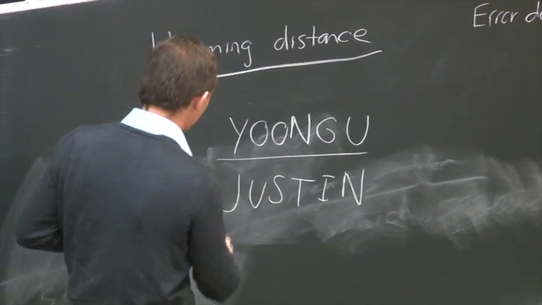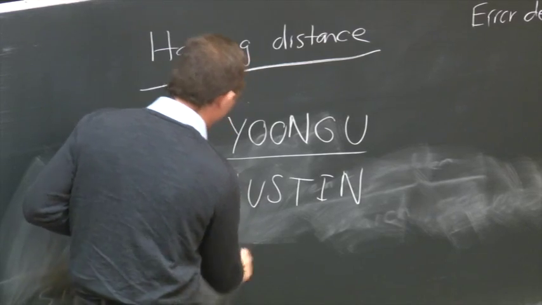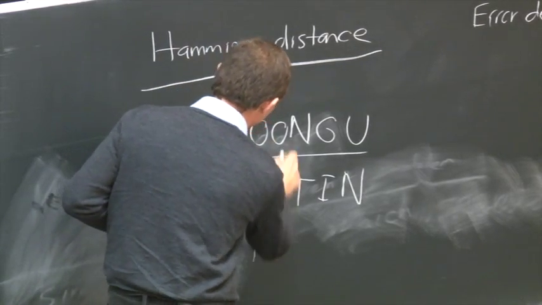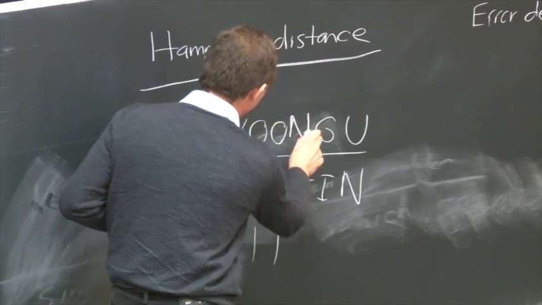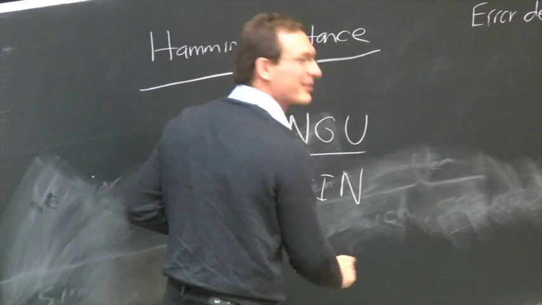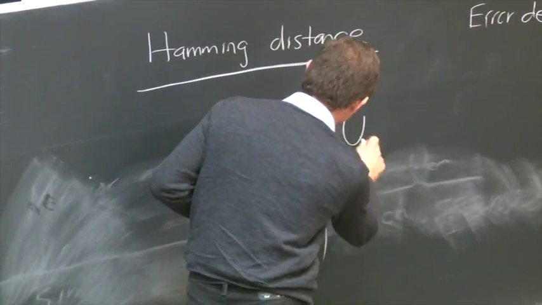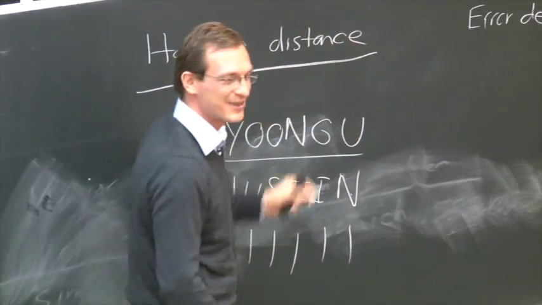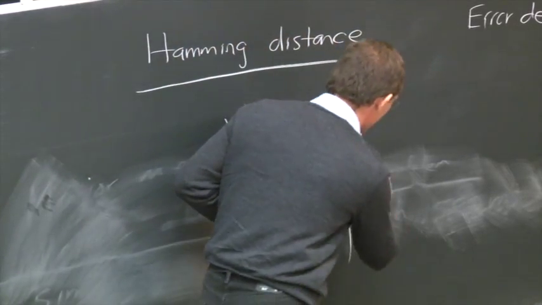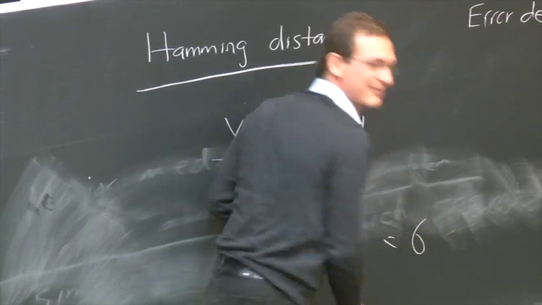So how do you compute this? Y is different from J, 1. O is different from U, 1. O is different from S, 1. N is different from T, 1. Wow, you guys have nothing in common. G is different from I, 1. U is different from N, 1. So the Hamming distance between these two strings is 6.